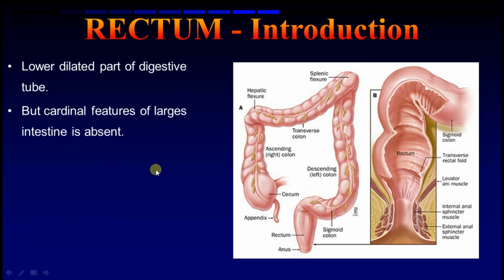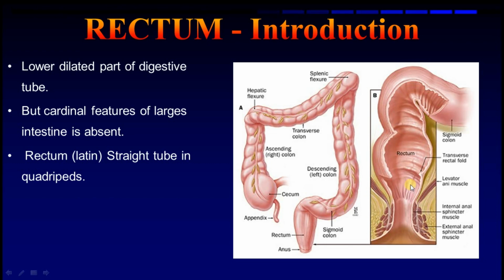The cardinal features like your sacculations and haustrations, appendices epiploicae, and then the taenia: taenia coli, taenia libera, taenia omentalis, taenia mesocolica, all these are absent in the rectum. In the absence of taenia, you don't have appendices epiploicae, but rudimentary sacculations are present, which I will be talking about after a couple of slides.